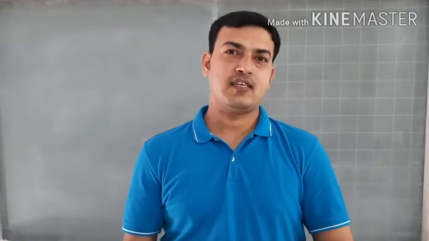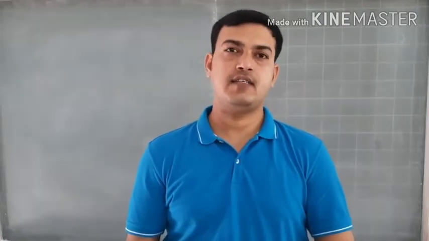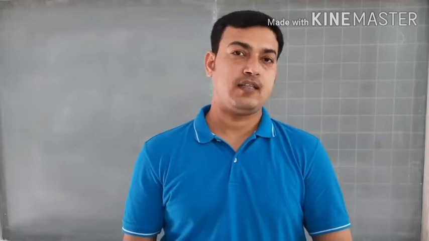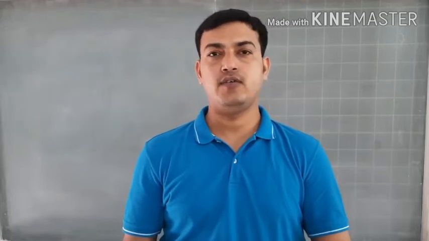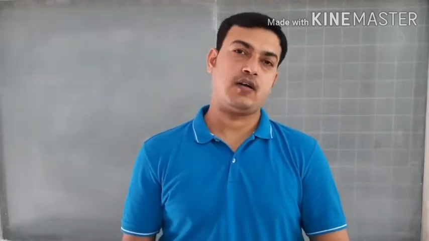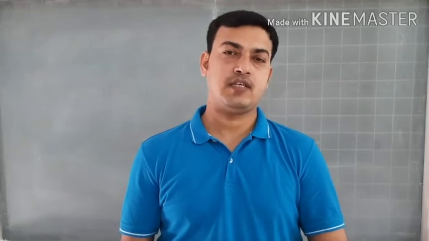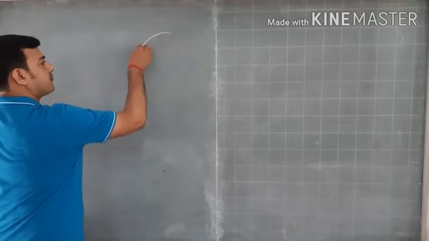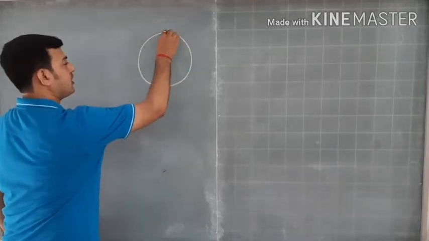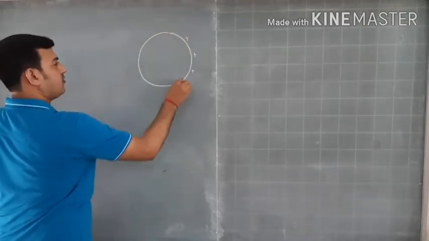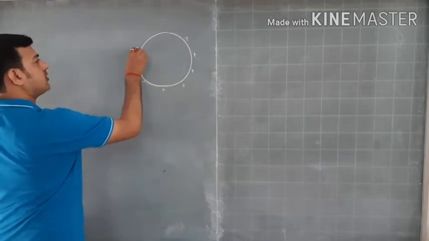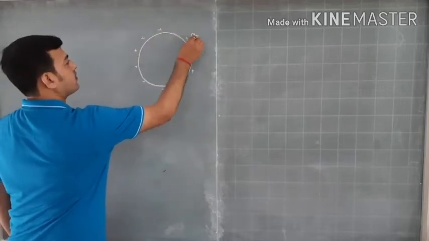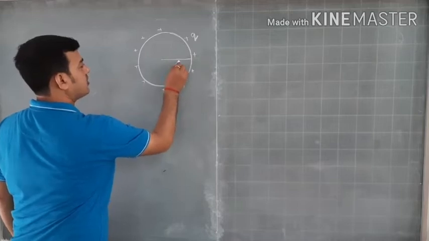So before discussing it, we will summarize the previous concept, and that was the potential due to a point charge or the potential due to a charged shell. So let us consider that it is a charged shell, uniformly charged with charge q. The radius of this shell is r.